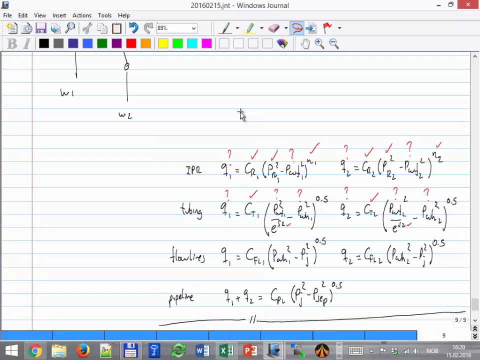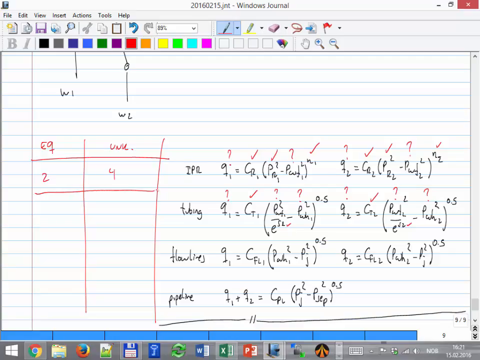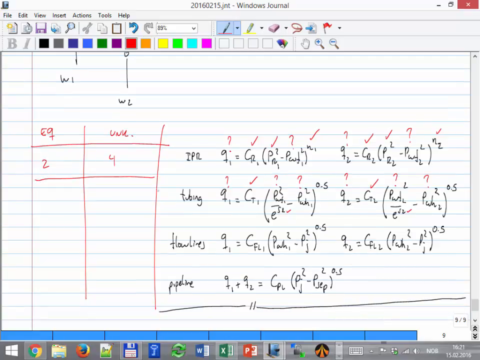So here we have two equations. We can count it like that: equations and unknowns. Here I have two equations and 4 unknowns. And here I have how many new unknowns? Two. And two more equations. So finally, when I managed to get two more equations, now I got two more unknowns.